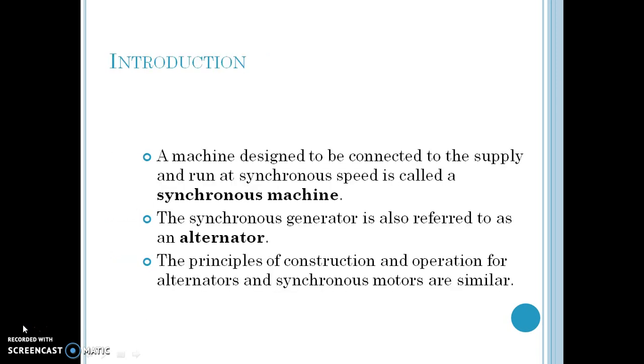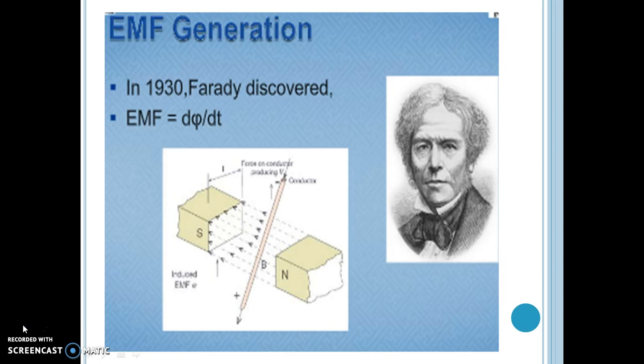And these machines, that is synchronous machines, are designed to be connected to the supply and run at synchronous speed, that is constant speed. That's why they are known as synchronous machines. The synchronous generator is also referred to as an alternator, and it is also known as an AC generator. The principle of construction and operation for alternators and synchronous motors are almost similar.